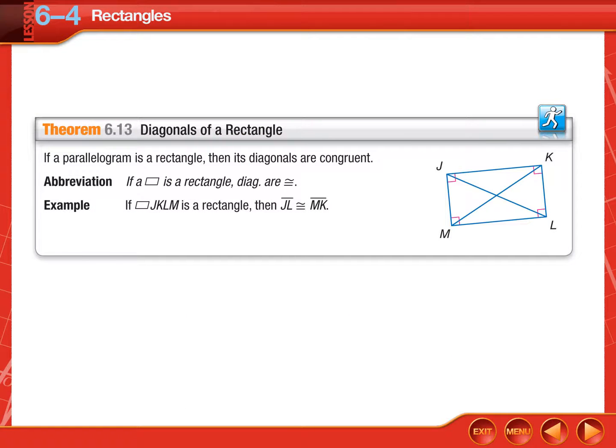So this is section 6.4. This is going to be the second part of your homework where you're going to do all the guided practice for how to use rectangles. But this is one of the theorems that you're going to have to know about the diagonals of a rectangle.